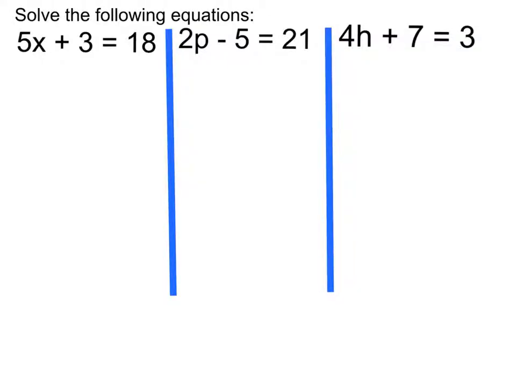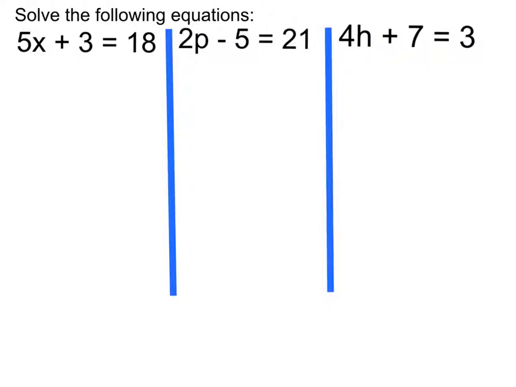Here are some equations for us to solve. Now I have two golden rules for equations. One is if I want to move something, I do the opposite of what's happening to it. So if it's been added, I take away. If it's been times, I divide. And the other golden rule is to always do the same to both sides. So I balance out my equation every time.